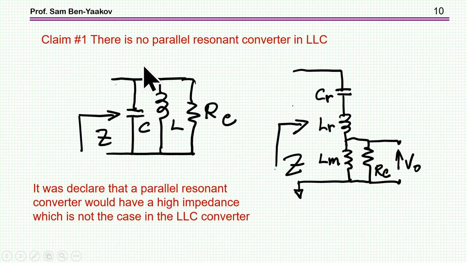So the first claim that was made in criticizing my earlier video was that at low frequency, it is not a parallel resonant converter. It is a series resonant converter, claiming that a parallel resonant converter is something like that: you have a parallel C and L and R sub E in parallel, and therefore the impedance at resonance is high, while here in the actual LLC, the impedance is low at resonance, and this is not a parallel resonant converter. This is what was claimed in criticizing my approach.